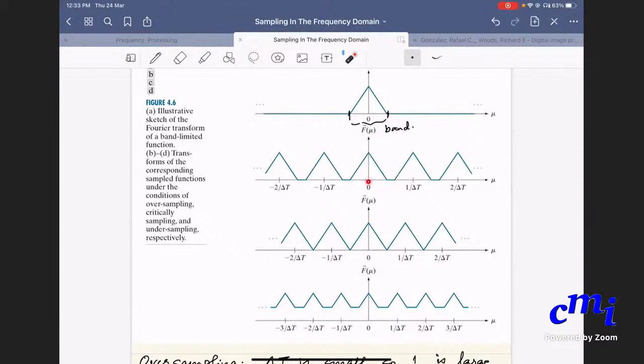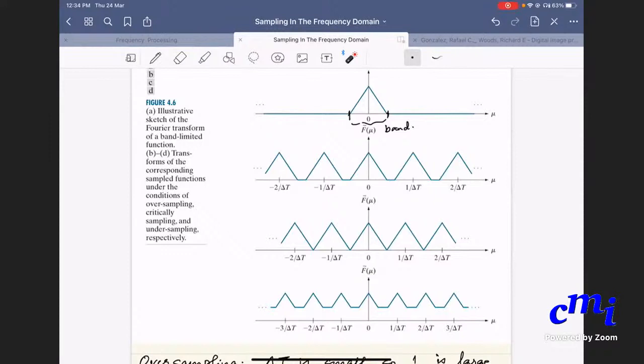This distance, 1 over delta t, should be greater than or equal to this distance, right? Only then you will be able to recover. If it is equal, in this case this distance is equal to this bandwidth, and then you will be able to recover the entire copy. But here, this distance is smaller than the bandwidth, so you are not able to recover.